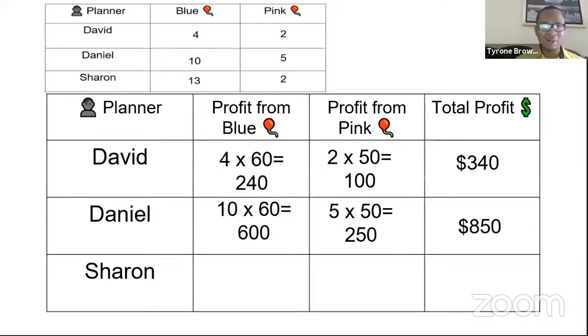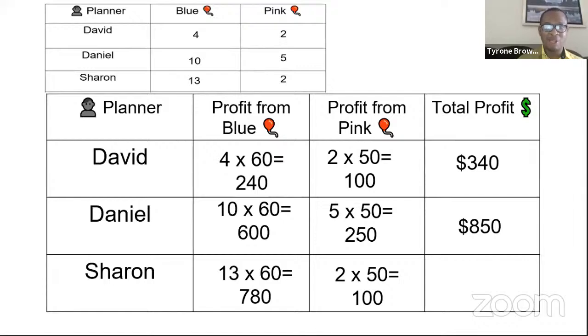What are we getting for the totals for Sharon before we reveal what we have? 880. They're declaring their schools as well. Everybody's on board. So we're seeing 880. For the blue balloons, she would have made 780. For the pink balloons, she would have made 100. So the total would have been, in fact, as you said, 880.